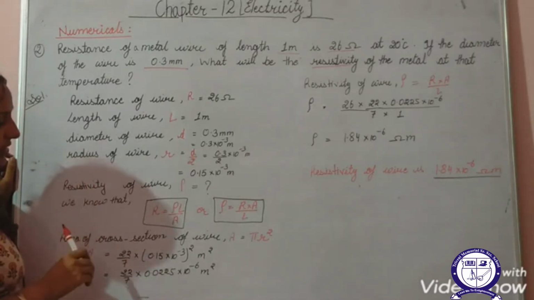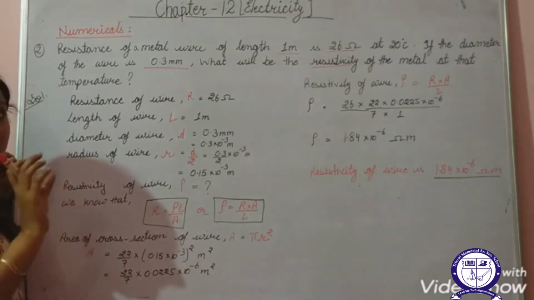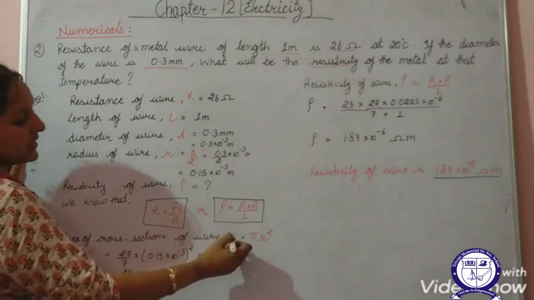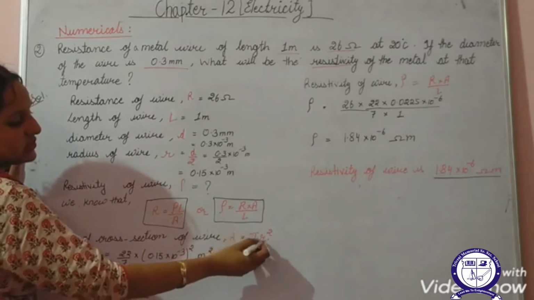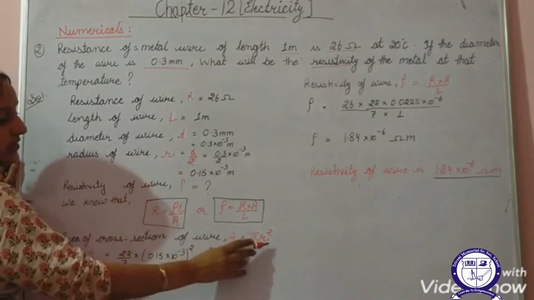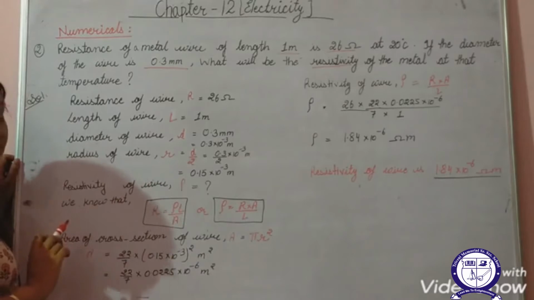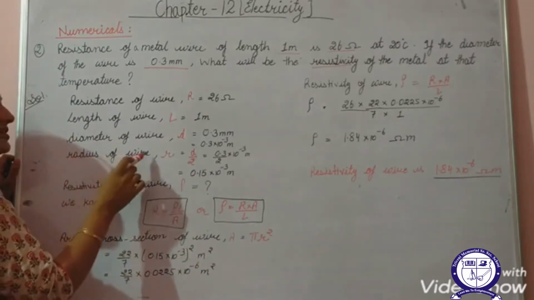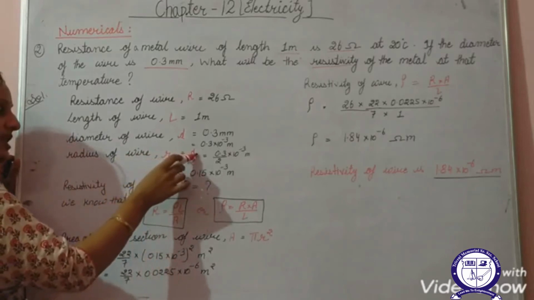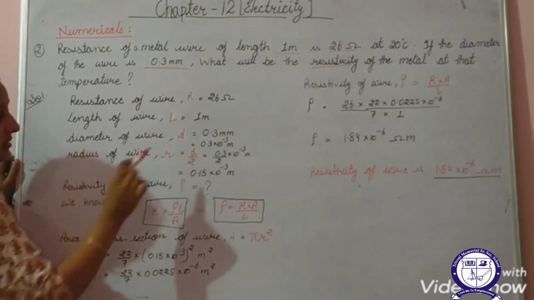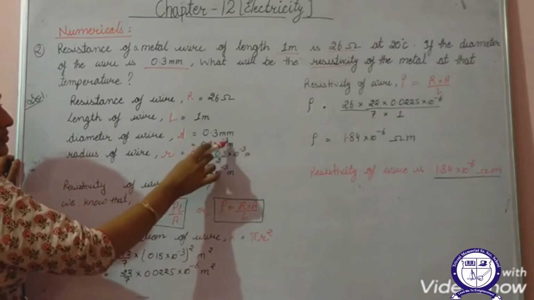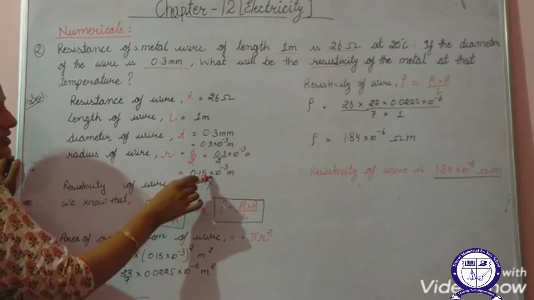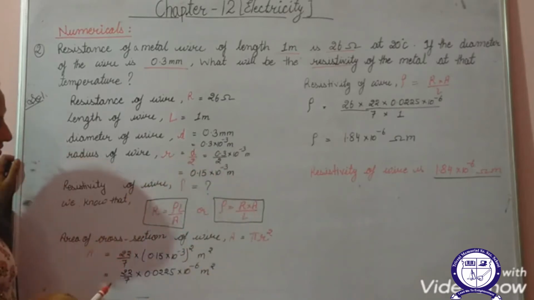We are considering that the area of cross section of a wire is circular. So for that we'll use the area of a circle, that is A is equal to pi r square. For this we'll require the value of r, that is radius, but here the diameter is given. So first of all we'll calculate the radius of the wire, which is equal to half of the diameter. Diameter is 0.3 into 10 to the power minus 3, so radius will be half of it, that is 0.15 into 10 to the power minus 3 meter.